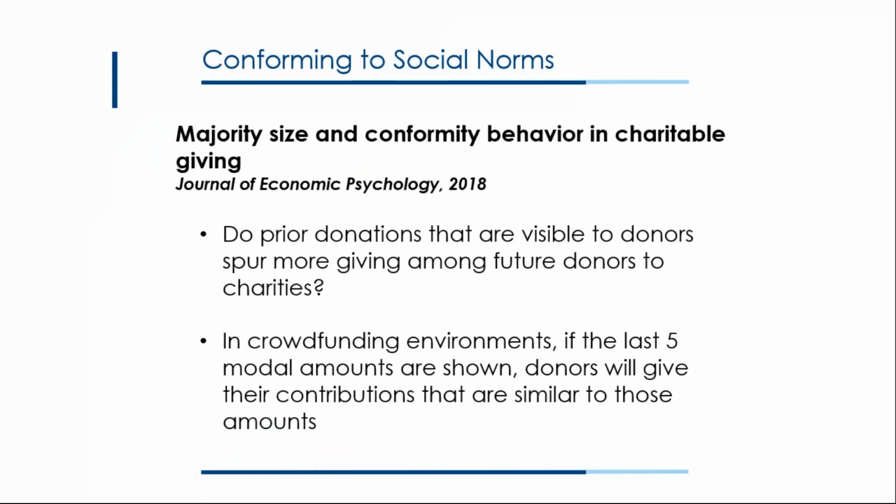Returning again to the crowdfunding environment, in Majority Size and Conformity Behavior in Charitable Giving, the authors were interested in whether the prior amounts donated by other individuals motivated future donors to give more in their donations. They found that the higher the last 5 modal amounts, the higher a donor gave. That is, the higher the last 5 amounts that were indicative of that charity, the higher a person gave. But again, this took place at the lower level amounts, so we have to keep that in mind.